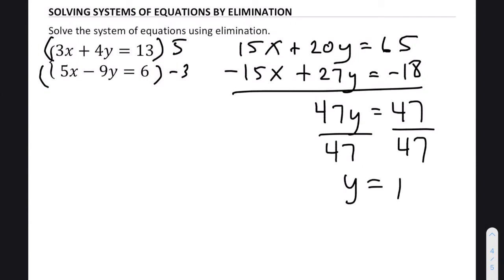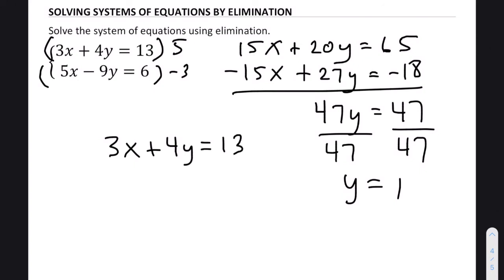And then to figure out what x is, I have 4 choices. I could plug it into either one of my 2 original equations, or I could plug it into either one of the 2 equations that I created when I multiplied. I'm going to plug it into the first equation because there's no negatives there, and I'd prefer to not have to deal with negatives. So we have 3x plus 4y equals 13.